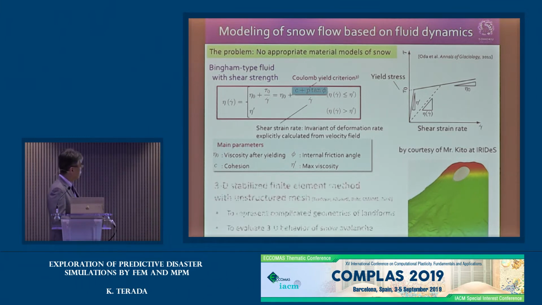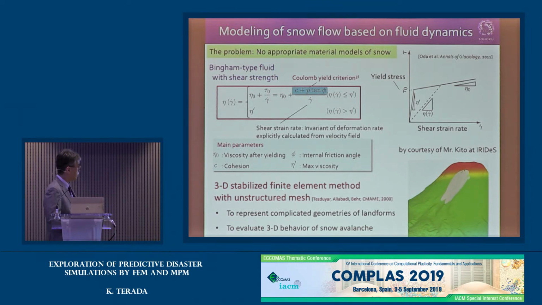In combination with this material model, we utilize the three-dimensional stabilized finite element method with unstructured mesh that enables us to simulate this kind of snow avalanche. This also enables us to represent complicated geometries of landforms like this. And also we can evaluate the three-dimensional behavior of snow avalanche.